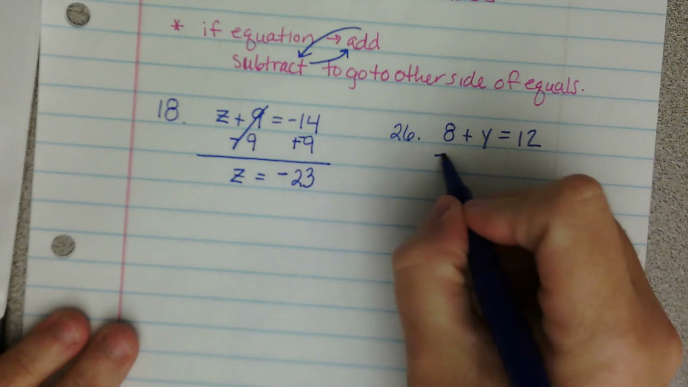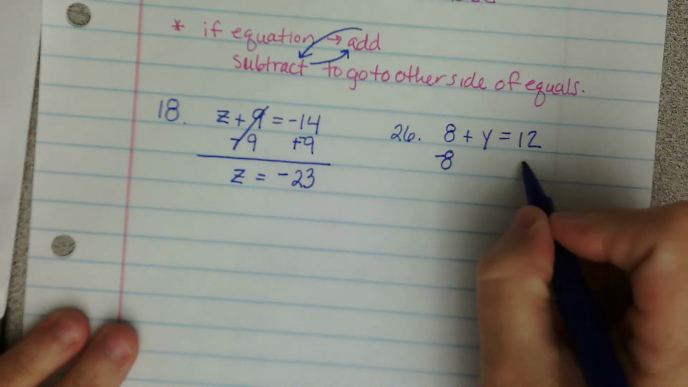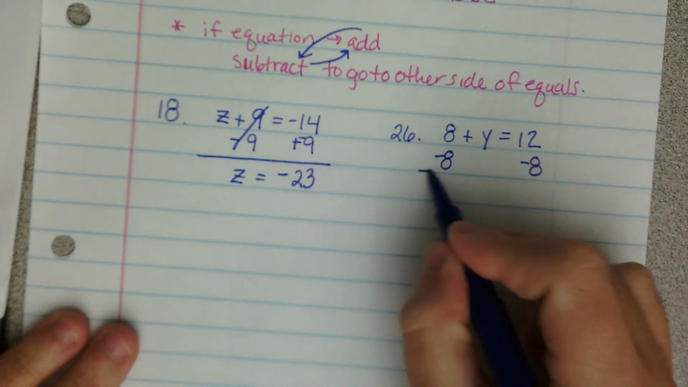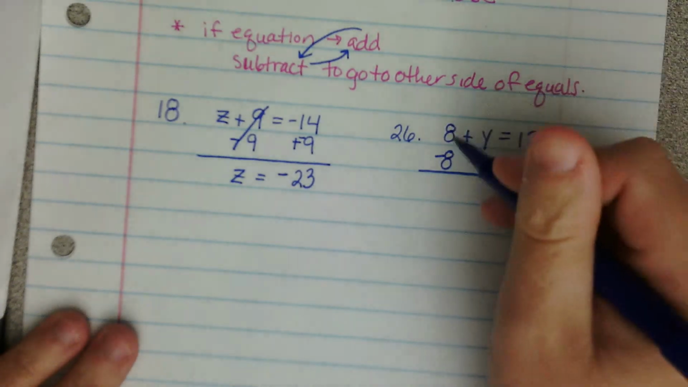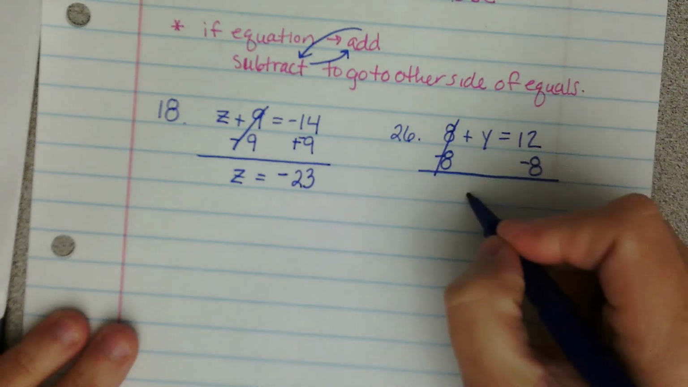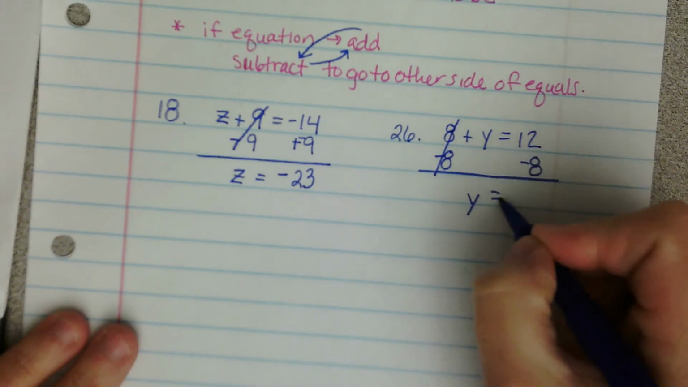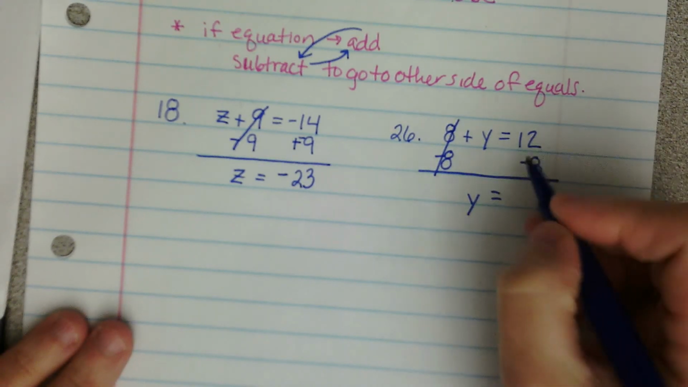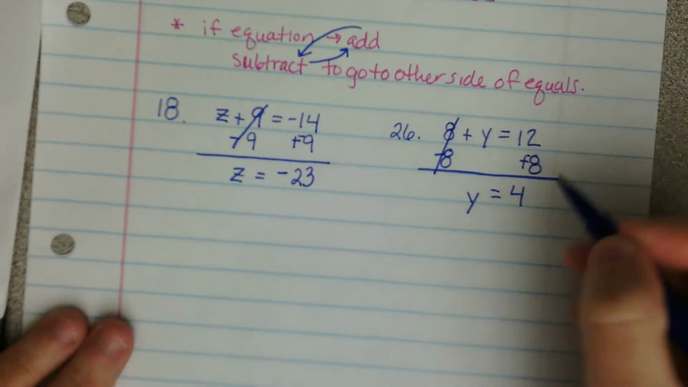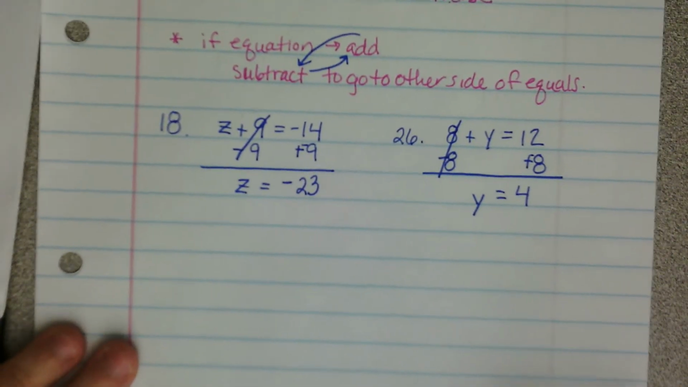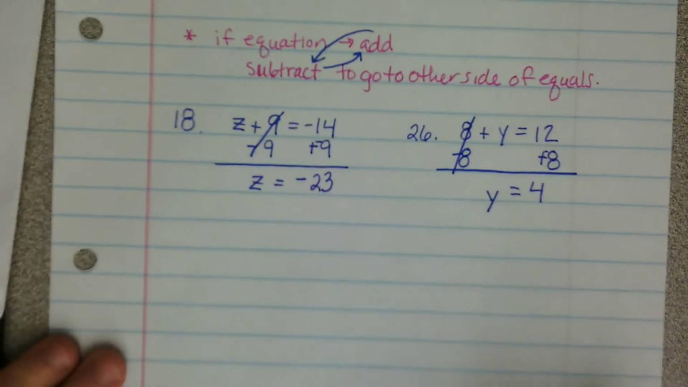So we're going to subtract 8 from this side, go across the equals, do minus 8 on this side, draw your line. You're going to do 8, take away 8, and that cancels. Bring your positive y down, bring your equals down, and 12 plus a negative 8, or 12 minus 8 is 4. And there is your answer for number 26.